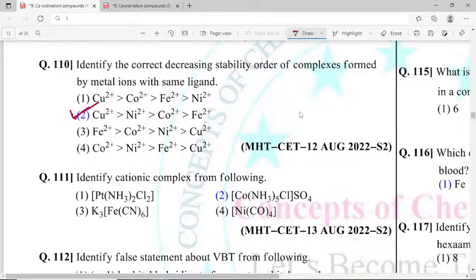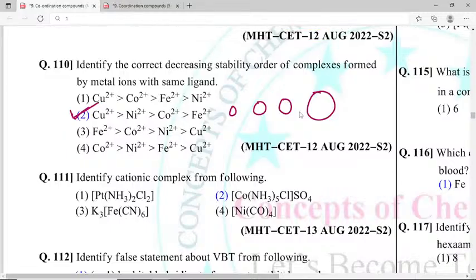Atomic size is very important. So copper having the small size, then bigger size, and again this is still a bigger size. So size is very important. As the atomic size decreases, stability increases.